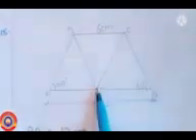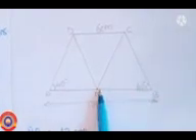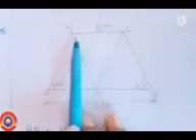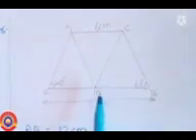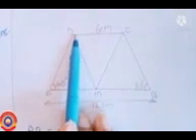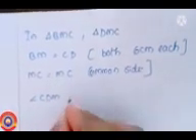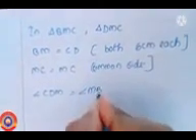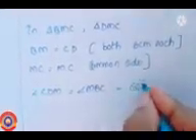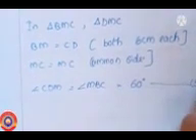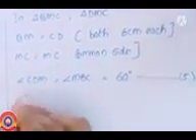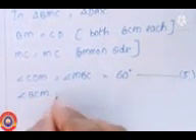Then the other two angles are also equal. Then angle CDM is equal to angle MBC. Okay, so the alternate angles are equal. Then angle BCM is equal to angle CMD. Here also the alternate angles are equal. So we can write it as angle CDM is equal to angle MBC, which is equal to 60 degree. Put equation number 5. Then angle BCM is equal to angle CMD.